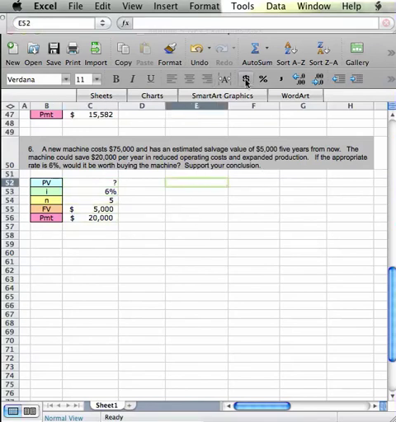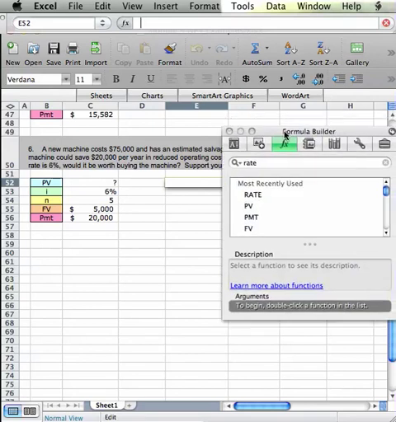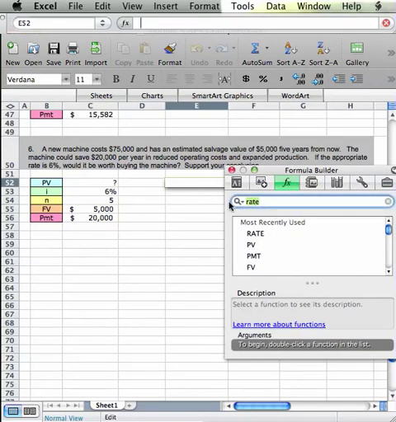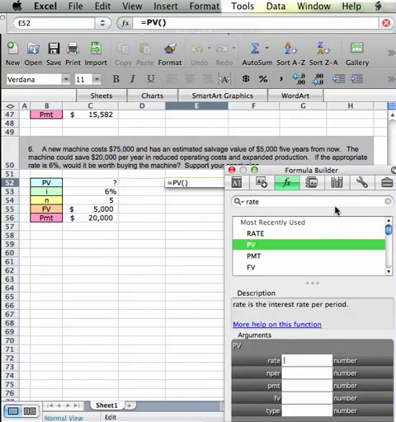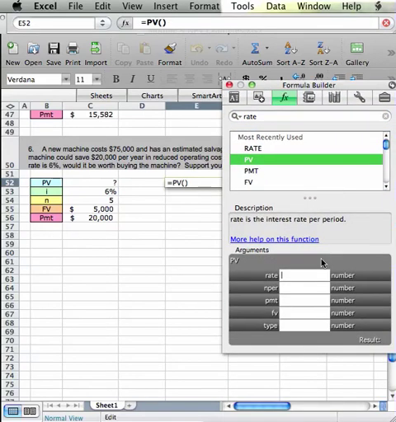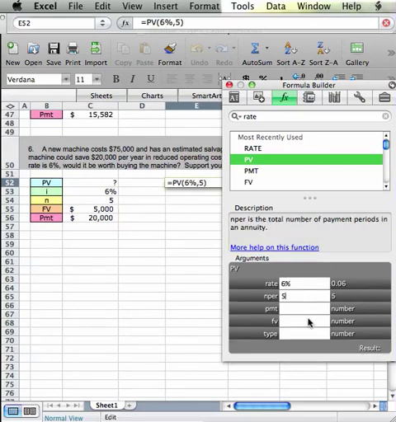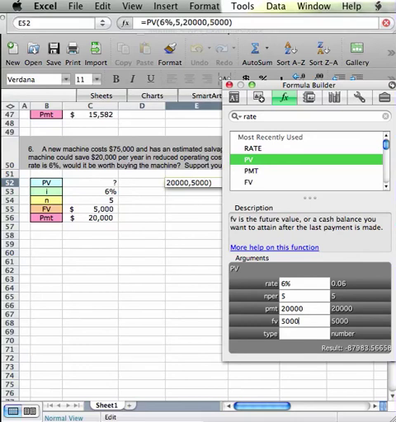So if we go ahead again and enter a present value function here in Excel, we can just select it from our list, and we'll fill in our inputs. Our rate in this example is 6%. The number of periods, 5. Our payment, $20,000. Again, that's just the annuity cash flow stream. Future value, $5,000.